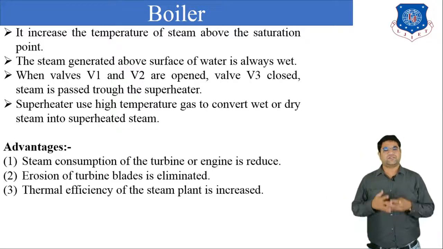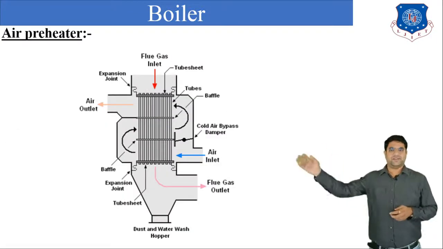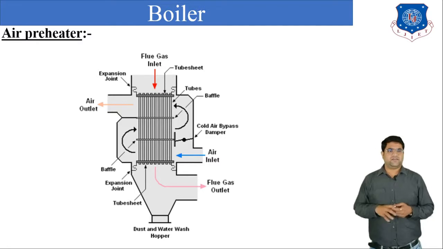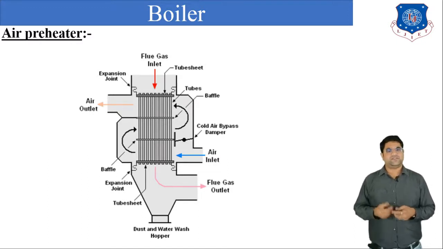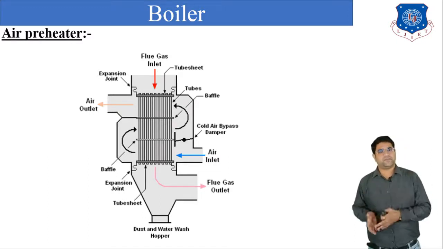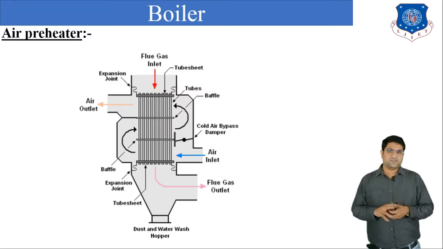Now our third boiler accessory is the air preheater. Let us discuss the construction and working of the air preheater. First of all, what is the function of the air preheater? The air preheater is used to preheat the air before supplying it to the furnace, so we can increase the efficiency.